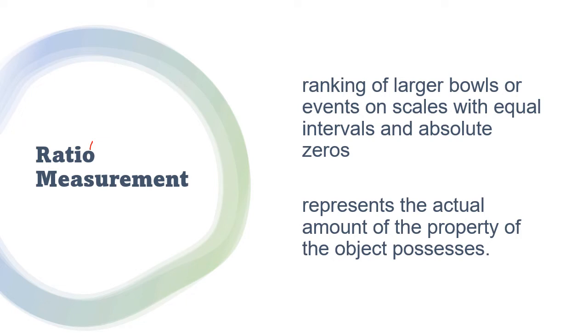Okay? It's a ranking of events on scales with equal intervals and absolute zeros. The difference between your interval and ratio scale is that ratio scale would have absolute 0. It represents the actual amount of the property the object possesses. Okay, let's say, for example, you have your mass. When I say that the mass of an object is 0 grams, does the object exist? It does not. It does not exist because 0 grams, it's nada. There's no object like 0 grams.